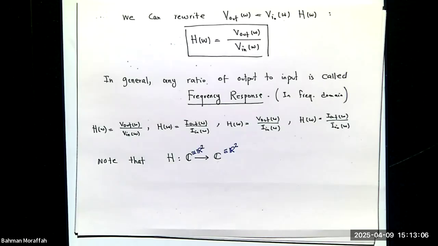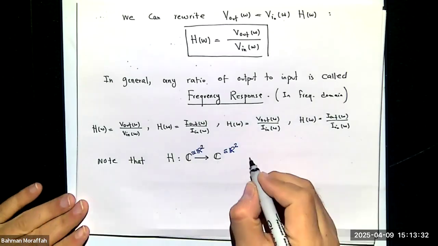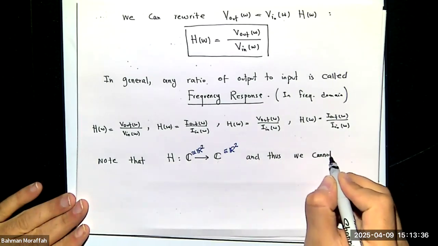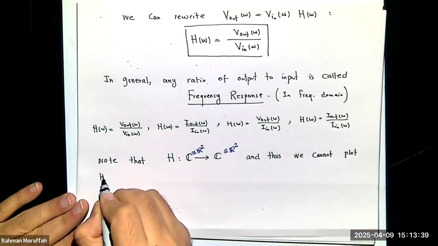If I have a function that goes from R2 to R2, where can I plot it? I can plot it in R4. Remember, if you have a function y equals f of x, what are you plotting? You're plotting the tuple x and f of x. So it happens in R2, right? Over here, I have two inputs and two outputs. So it happens in R4. So I'm not able to plot it, and therefore we cannot plot h.